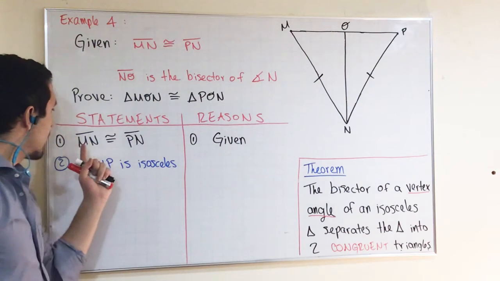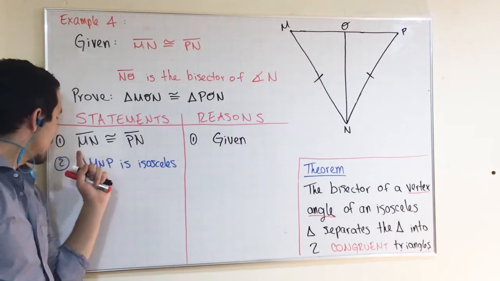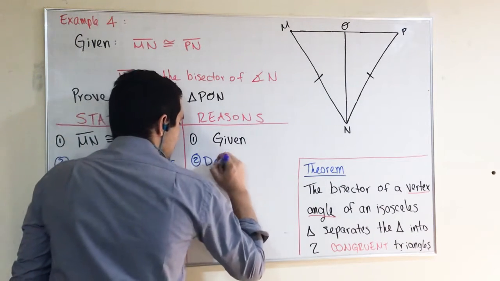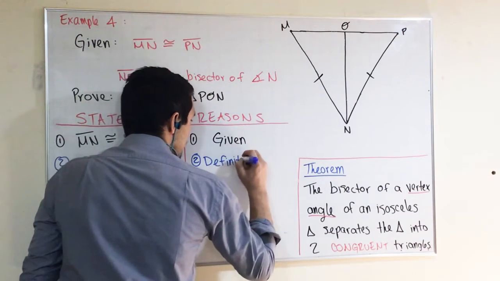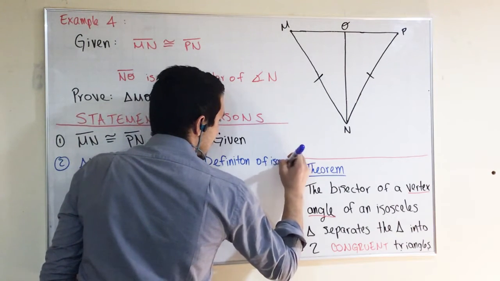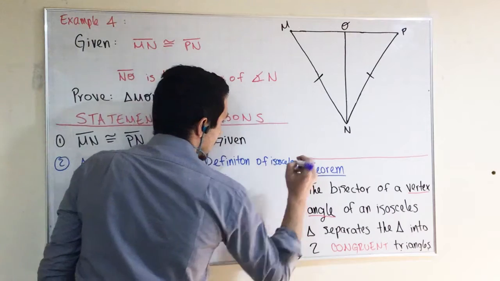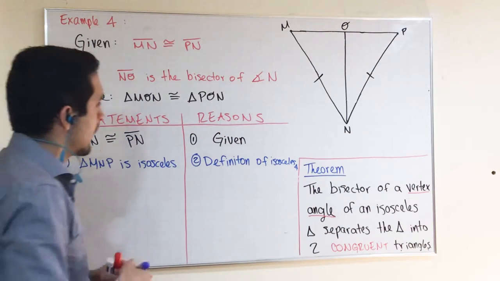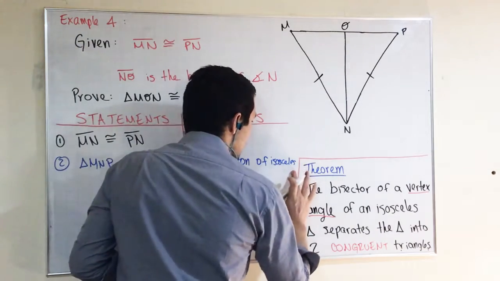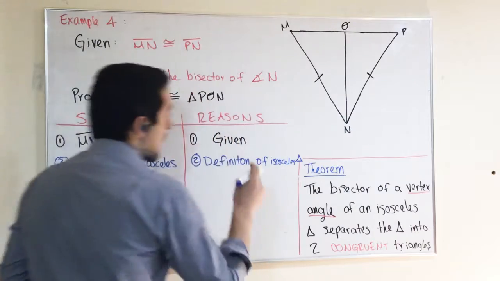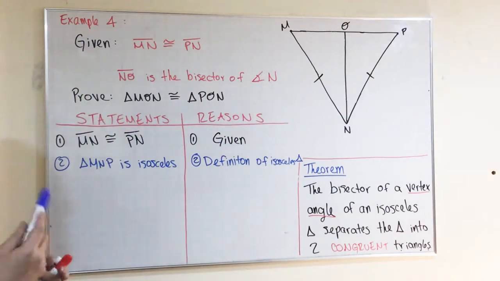Because here we said that the triangle has two congruent sides. So the reason would be the definition of isosceles triangle. Okay? Remember, the definition of an isosceles triangle is a triangle that has two congruent sides. And this one has two congruent sides, so I can assume that this is an isosceles triangle.